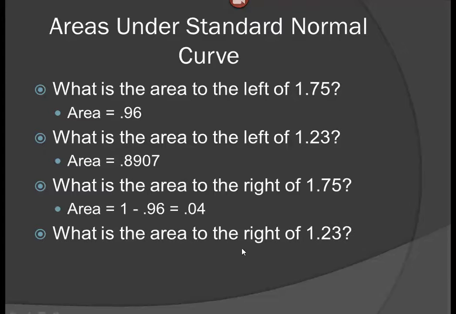So for the area to the right of 1.23, we know we're going to take the complement of this. This was the area to its left. So therefore the area to its right is going to be 1 minus that area, 0.1093. Another alternative would be to look up negative 1.23. If you look up negative 1.23 on your chart, you're going to see the same area there, 0.1093. That's because, again, the z-curve is symmetric.